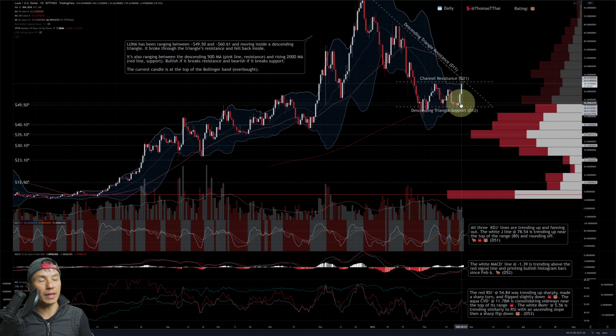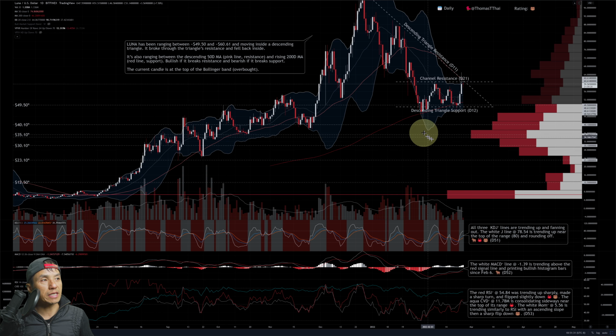Luna has been putting in some green/white candles here. It broke through the horizontal channel resistance and also above the descending triangle resistance line. However, it bounced back down inside the triangle. It's currently right here, you can barely see it. It's inside the triangle and also below the resistance line.